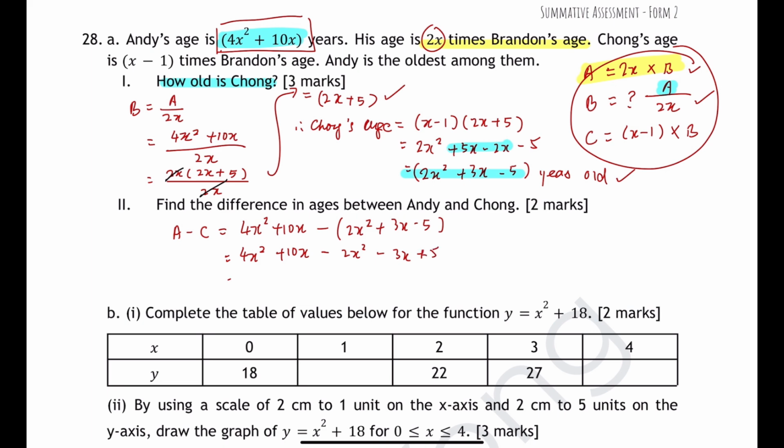Okay, and continue to perform your simplification. You will have 2x squared, then 10x minus 3x, you will have a 7x, then plus 5 years old. That's it. Okay, for your part 2.